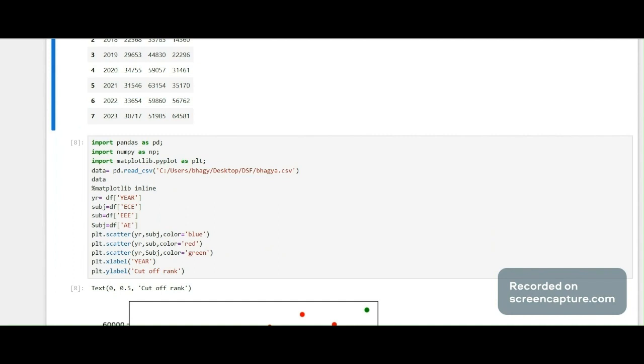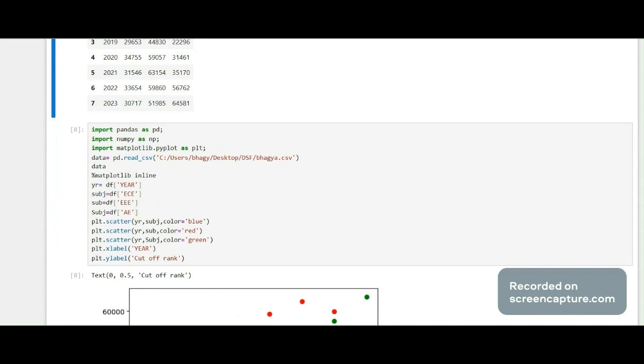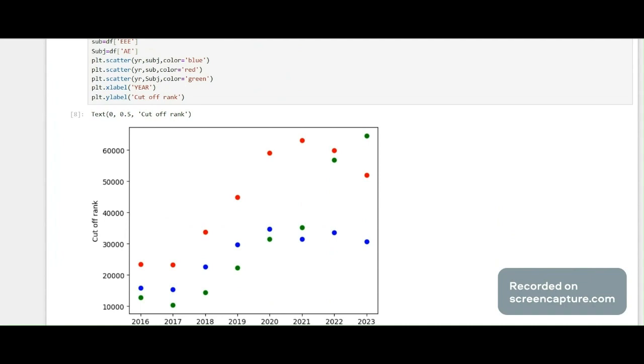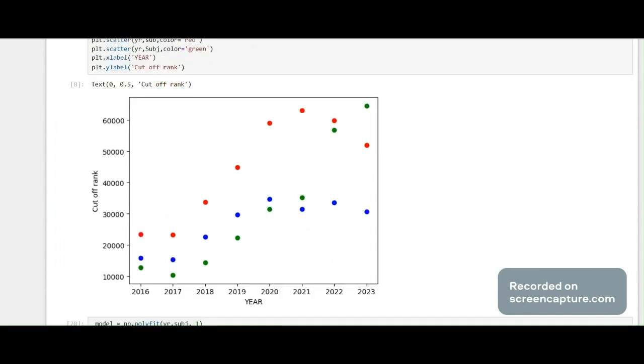We plot the data for the chosen branches for every year from 2016 to 2023. We use different colors for different branches to vary the plots in the graph, and we label the axes as shown here. We get the graph with plots for different branches.